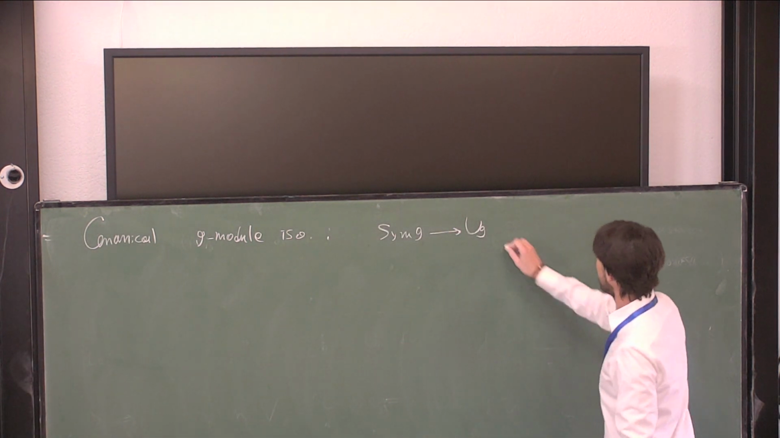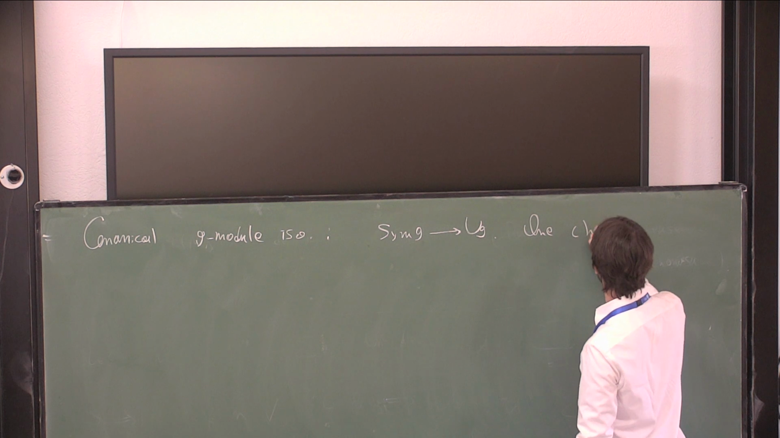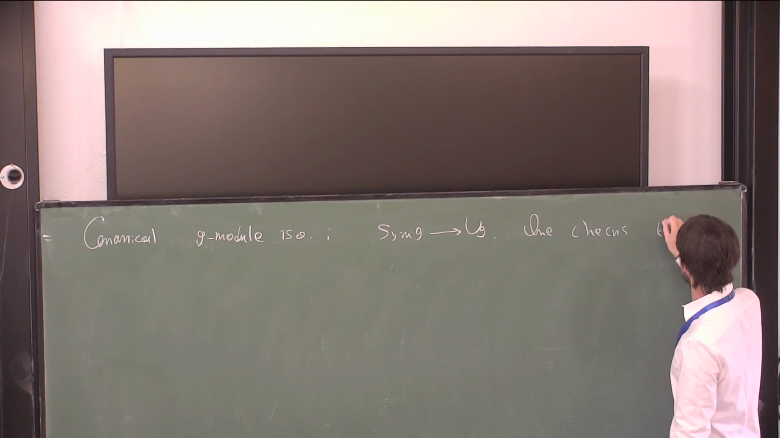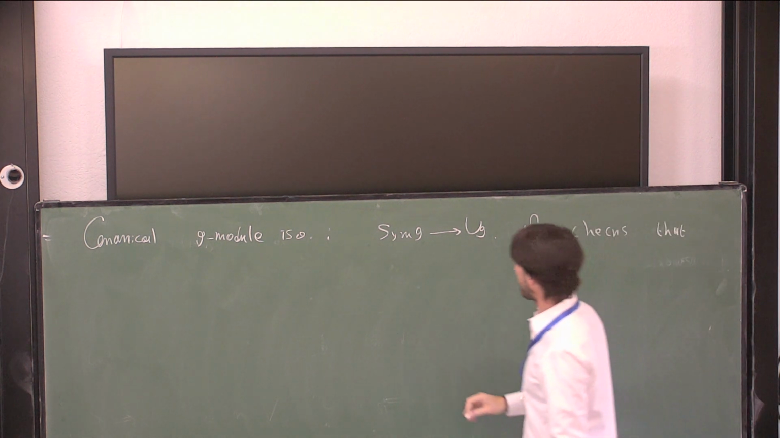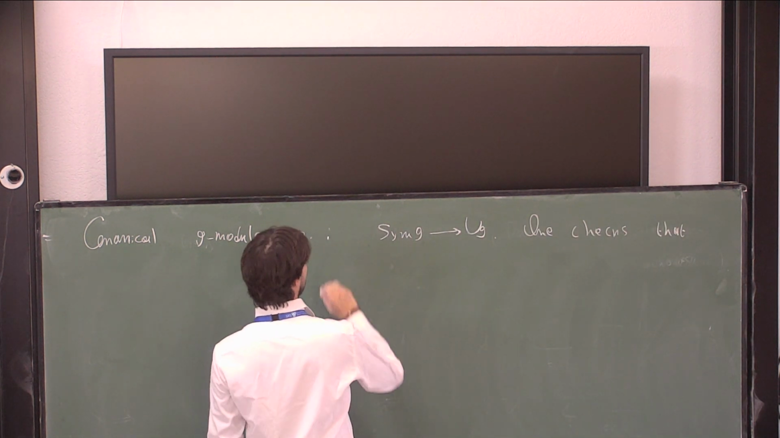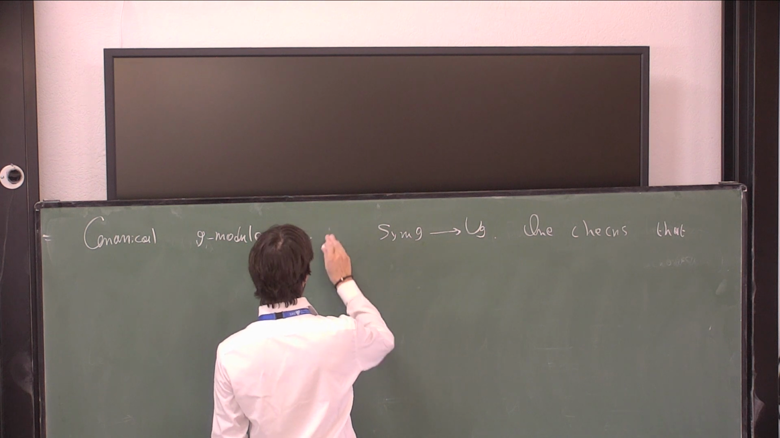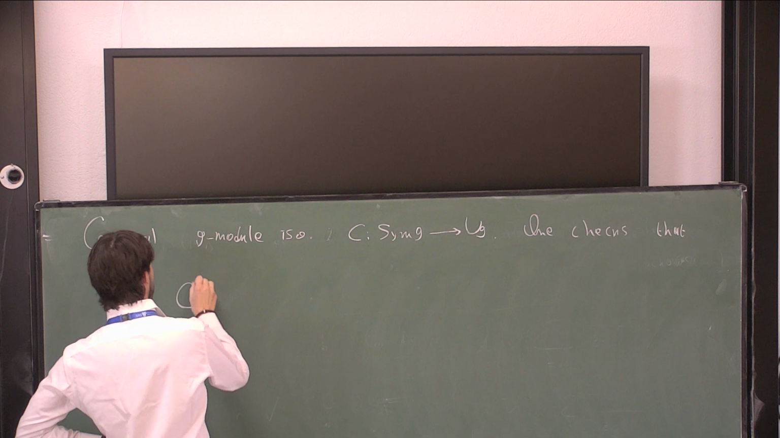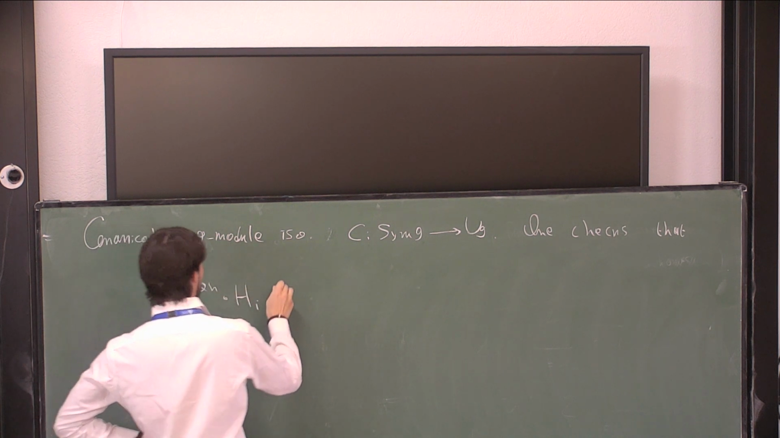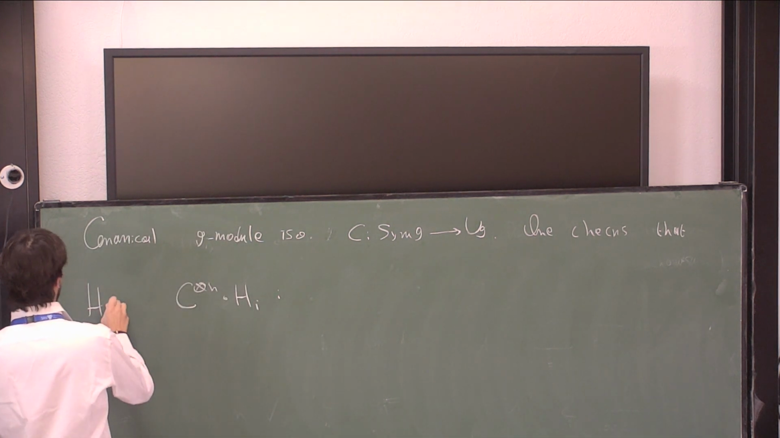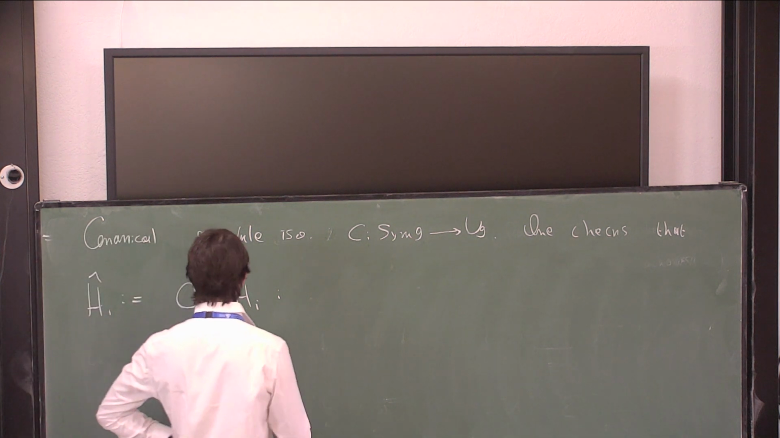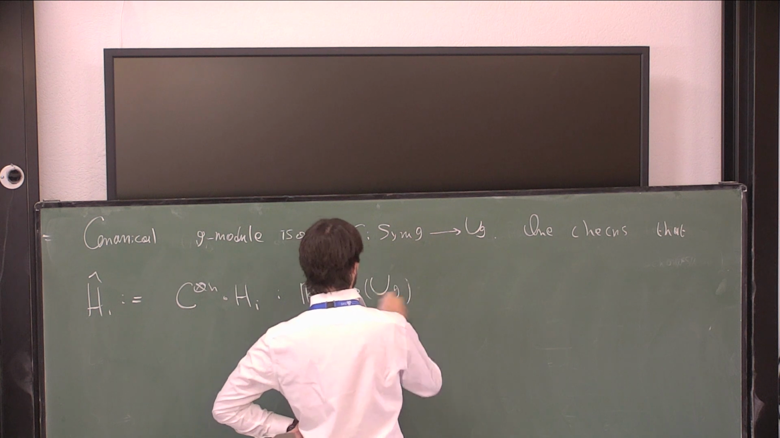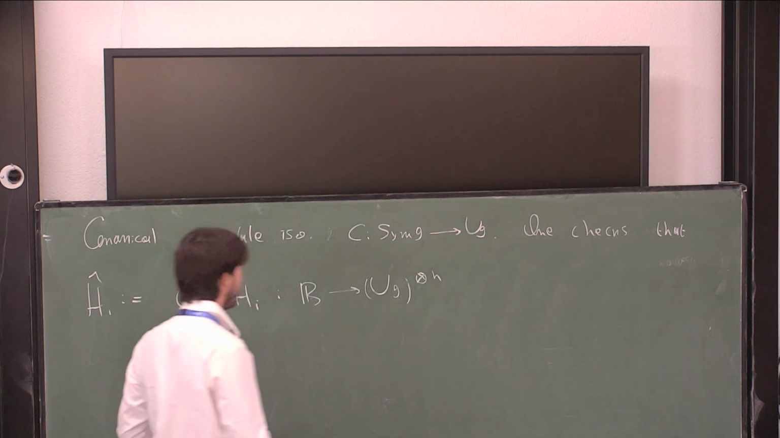And one checks, and so this is now fairly straightforward. I was hoping to do this in some detail, but clearly I will not. One checks that if I call this C, because it's the canonical mapping, and I now do C tensor N after H_i, and call this H_i hat, this is now a map from G into UG tensor N.